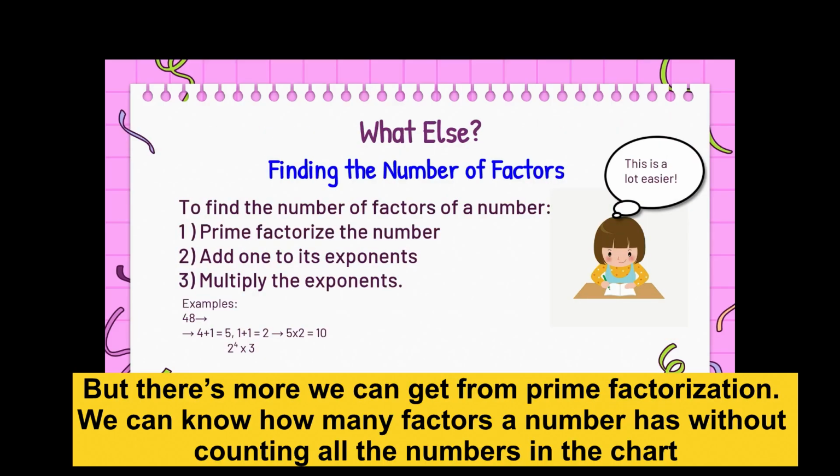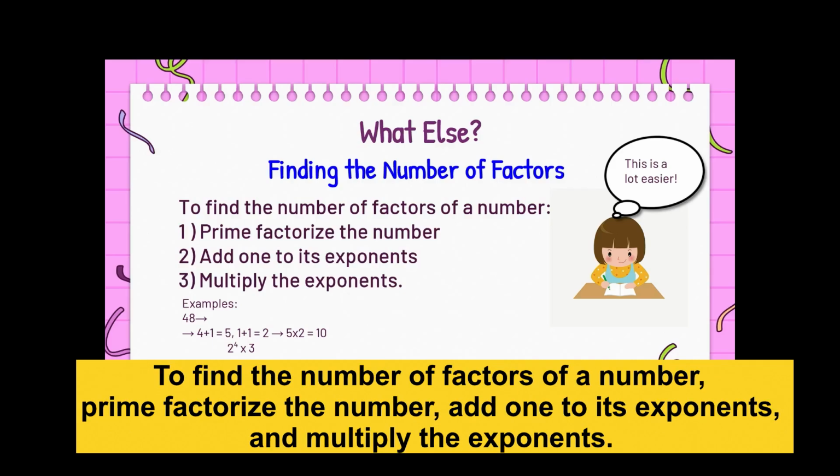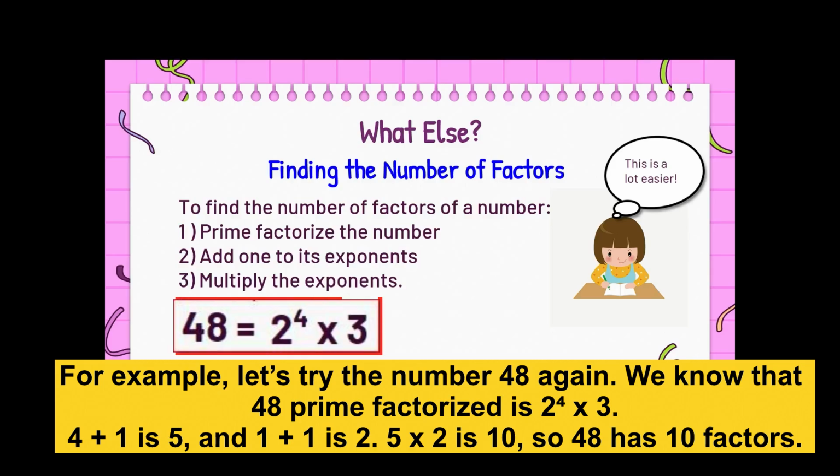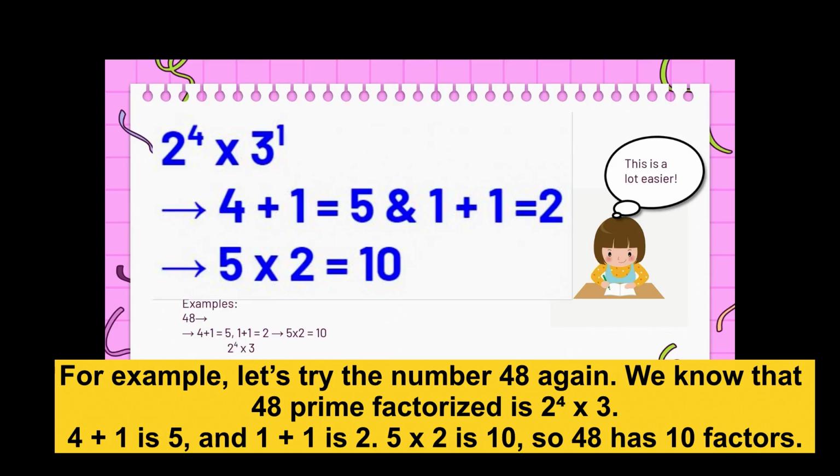But there's more we can get from prime factorization. We can know how many factors a number has without counting all the numbers in the chart. To find the number of factors of a number, prime factorize the number, add 1 to each exponent, and multiply. For example, let's try the number 48 again. We know that 48 prime factorized is 2 to the 4th power times 3. 4 plus 1 is 5, and 1 plus 1 is 2. 5 times 2 is 10, so 48 has 10 factors.